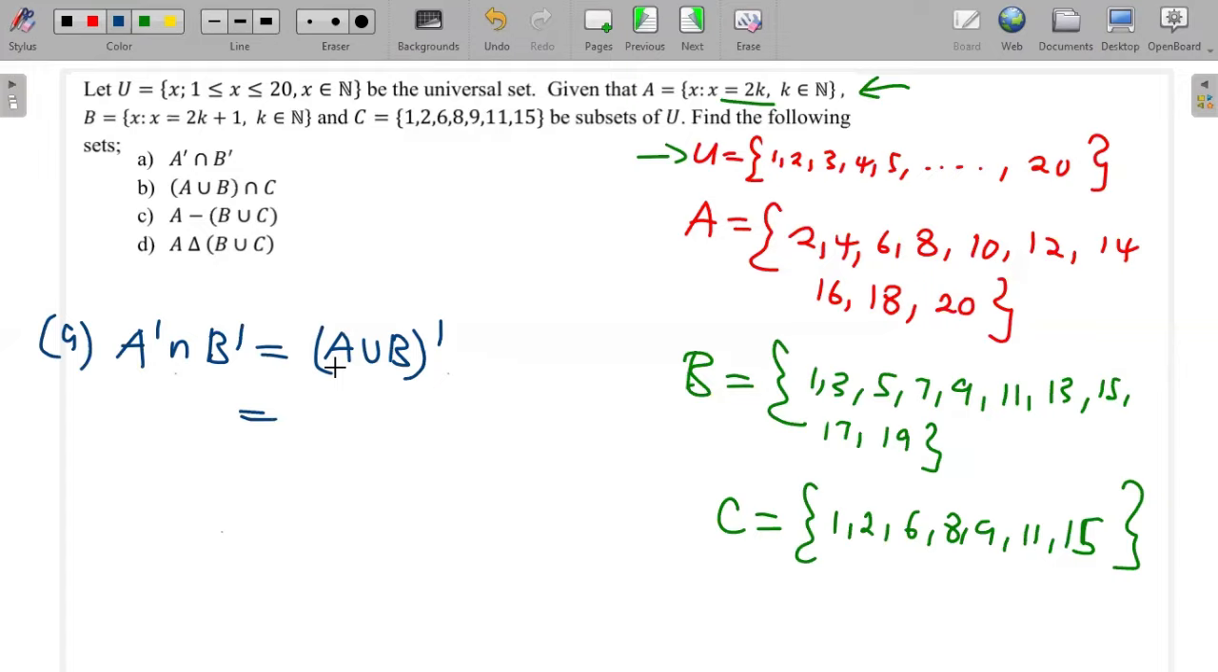So 2 times 1, that's 2 plus 1, that's 3. Why is 1 included in set B? Oh, okay. I see your point. So 1 should not be there, right? Yeah. 1 should not be there, because if we put a 1 there, it will be 2, and then 2 plus 1, it will be 3. So we should start at 3.